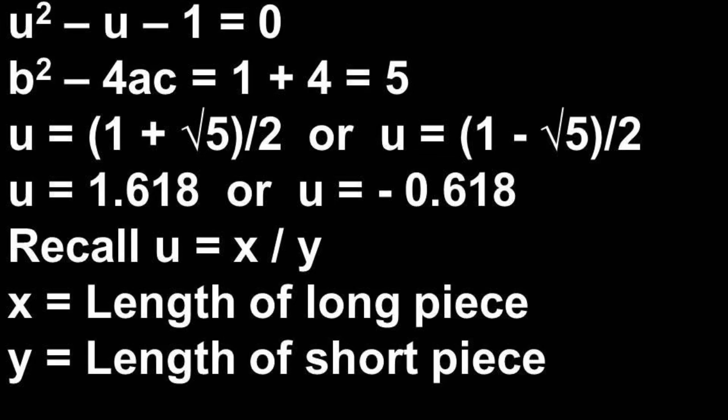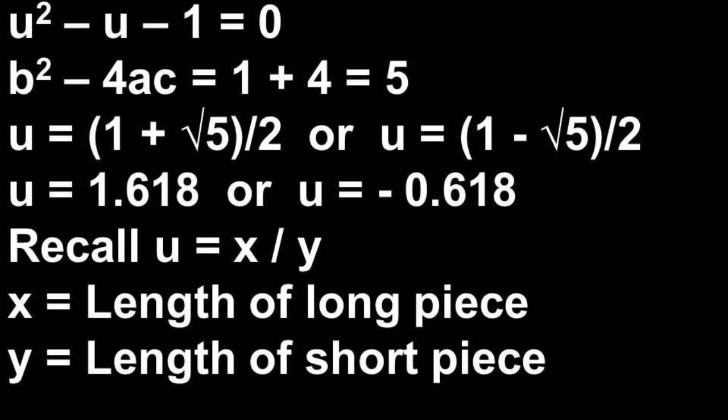And when you do those two in a calculator, for the 1 plus, you get 1.618, which is the value of the golden ratio we expected. And for the 1 minus the square root of 5 over 2, you get a negative number, which wouldn't make sense because x over y is a fraction of two lengths. So we can kind of ignore that, but notice that it does still have 0.618 involved, which is part of the golden ratio.